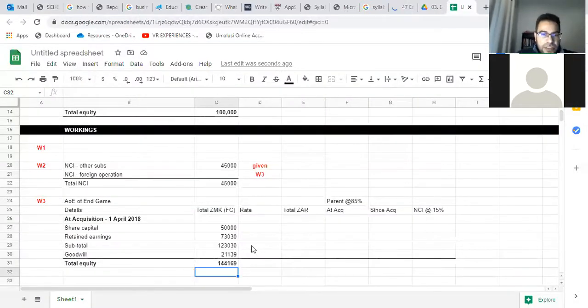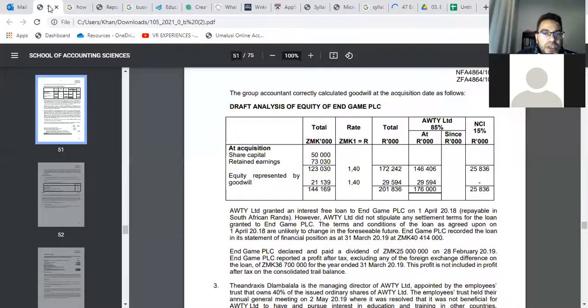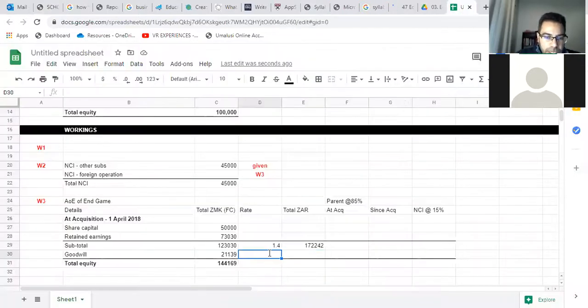Okay, so we apply the rate over here, 1.4. So which rate do we use? The rate at acquisition, very important. So therefore, the ZAR is going to be the 123 times the 140. Okay, so that's 172. And similarly, with the goodwill happens at the date of acquisition, so we use the same rate. So 1.4, and over here it's going to be 21 times the rate at acquisition.